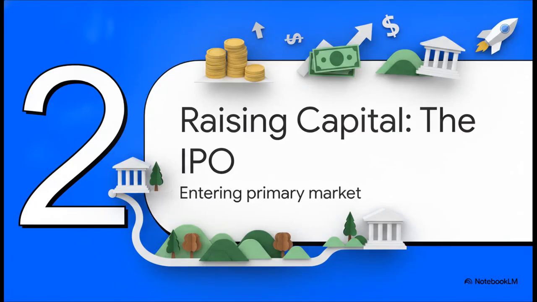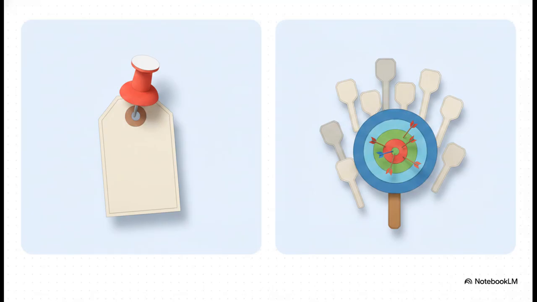Moving right along the trail to Section 2, Raising Capital, the IPO. Time to enter the primary market. When a company launches an IPO to raise fresh capital from the public for the first time, they generally decide the share price in one of two ways. A fixed price issue is exactly what it sounds like. They just set a price. But book building? Now that is a really fascinating mechanism for price discovery. The company sets a floor price, or a price band, and investors bid within that band over a few days. The price point that receives the maximum bids becomes the final offer price. It essentially lets the market itself decide what the shares are truly worth.